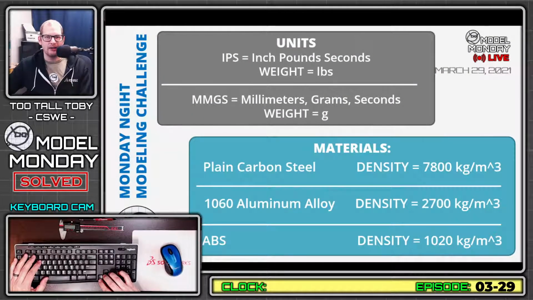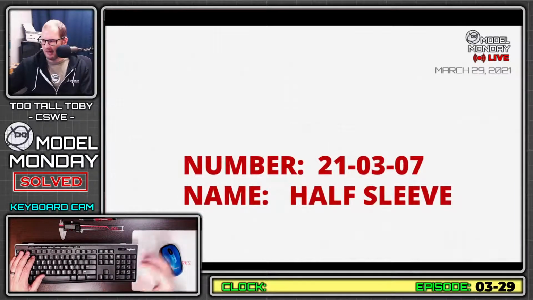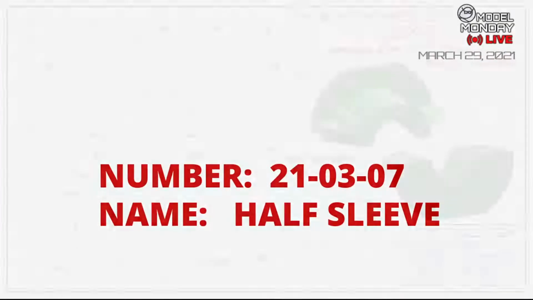Whenever we do these models, these are the materials and densities that we use. So if you haven't done one of these models before, be sure to take a look at these materials. Maybe grab a screen capture so that you're sure that you're getting the correct materials. And with that, what we do is we let everybody see this print all at the same time. So this first print was called half sleeve, and this is what that print looked like.